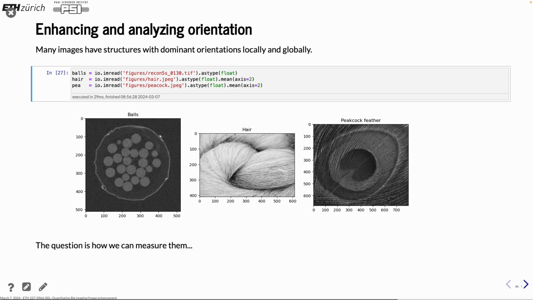It's about enhancing and analyzing orientation. And typically, we can see here in these images, there are typical structures. In this one, you can see there are round objects mainly. In this, some hair or something like that. And the last one here is a peacock feather. And you can see in all of them, you have some very textured structures. Maybe not in that one, but there are clear orientations in it. So the question is how we can measure them. So now we are actually going over to quantifying information using filters.